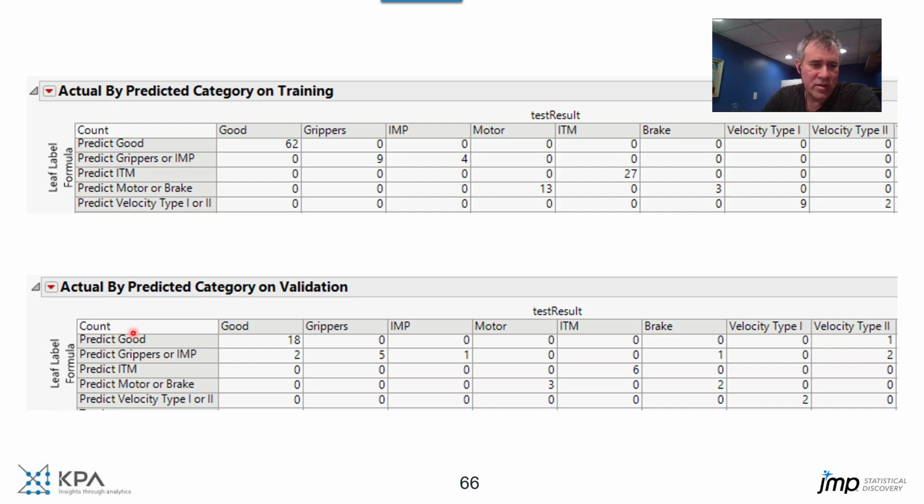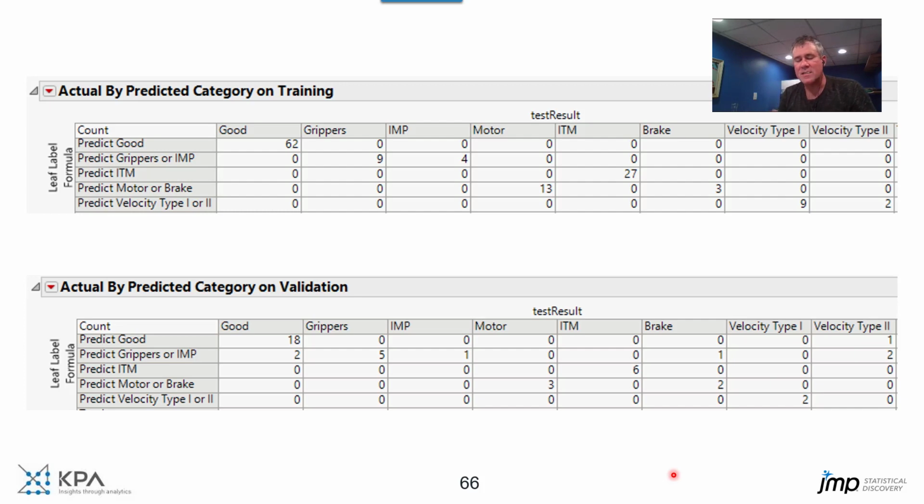And we see that on the validation set, when we predict it's good, it's good most of the time. We did have one misclassification of a velocity type 2 failure that was actually predicted to be good. Predict grippers or IMP, it's kind of all over the place, so that leaf was not super useful. Predicting ITM is 100%. Whenever we predict a motor or brake, on the validation set, we have a motor or a brake failure. And when we predict a velocity type 1 or 2, it did a pretty good job of picking that up, with that one exception of the single velocity type 2 unit that was in the validation set, which happened to have been misclassified.